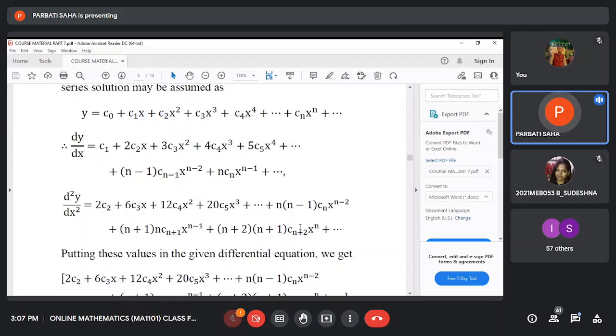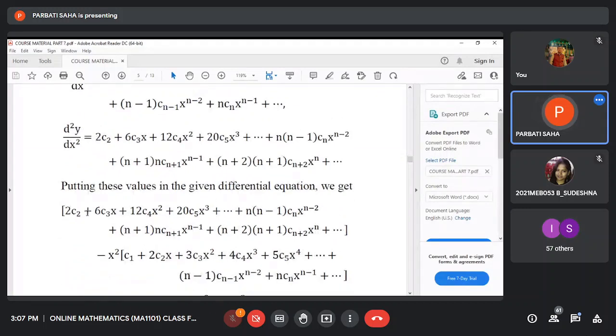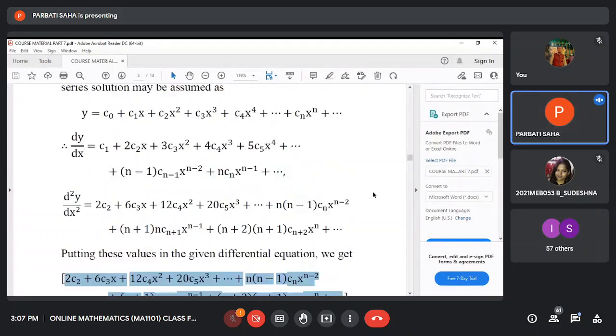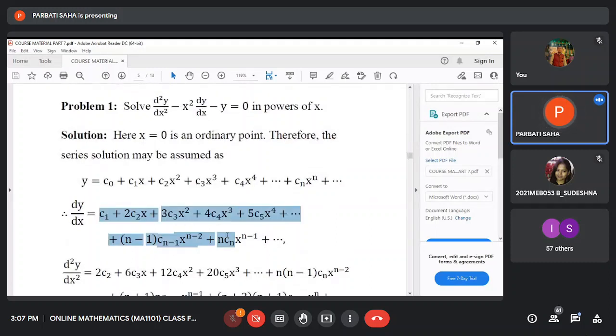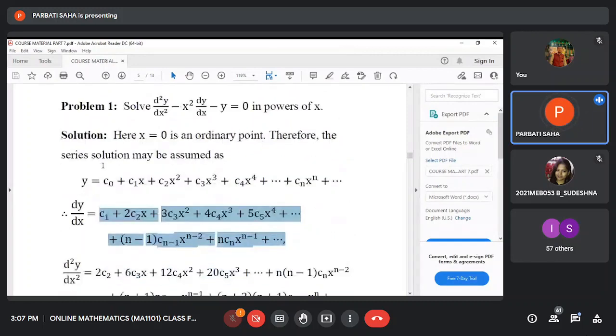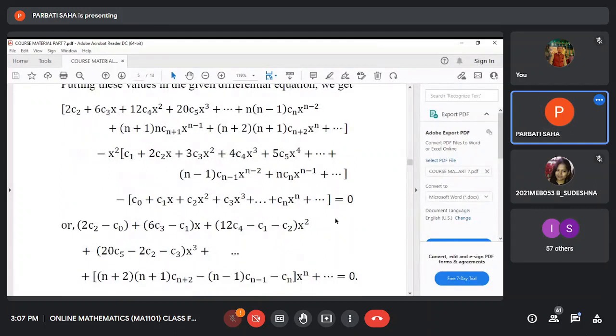Then what you have to do is put these values in the original differential equation. Just put the values of dy/dx, d2y/dx2 and y like this. This is d2y/dx2, and then minus x squared dy/dx, so it is dy/dx, minus x squared dy/dx, and then minus y means this. Now you see 2c2 minus c0.